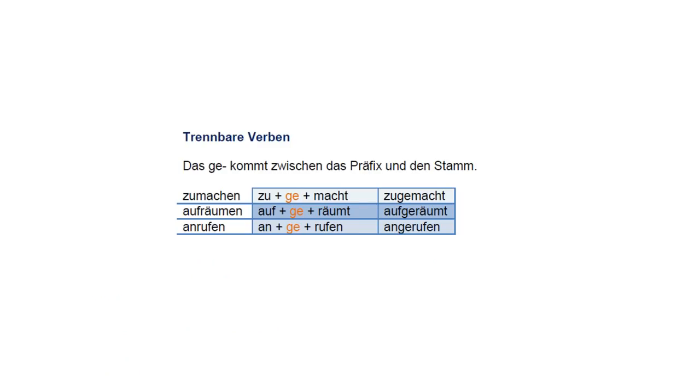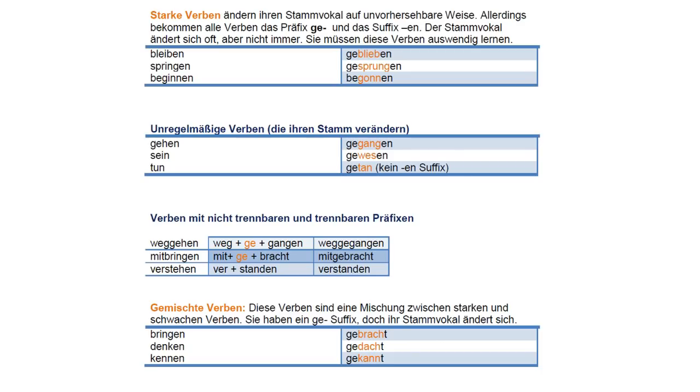Separable verbs. Separable verbs do not have GE at the beginning. GE comes after the prefix, so it's in the middle. Zumachen, zugemacht. Aufräumen, aufgeräumt. Anrufen, angerufen. What about strong verbs? Strong verbs are basically irregular verbs. What happens to those? Strong verbs do not have a T ending. They have an EN ending. Bleiben, geblieben. Springen, gesprungen. Beginnen, begonnen. And you will notice that the stem also changes. More examples. Gehen, gegangen. Sein, gewesen.